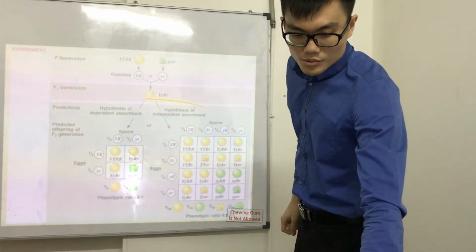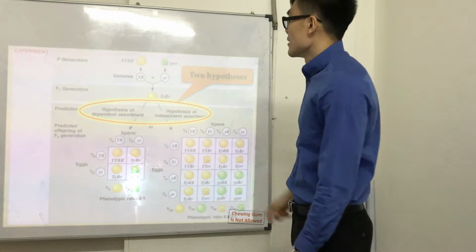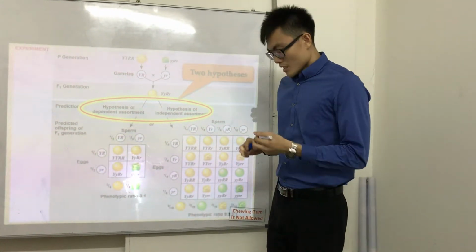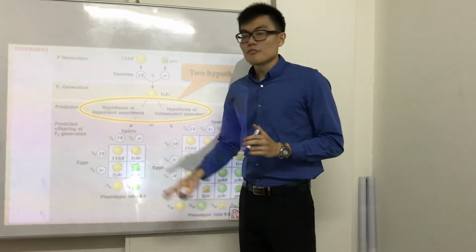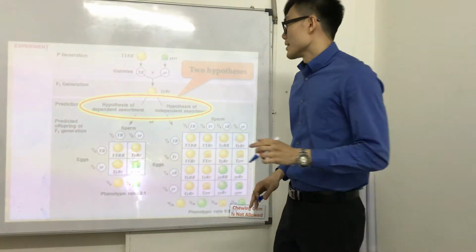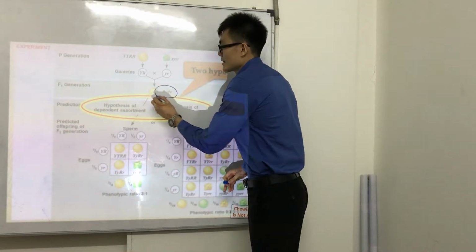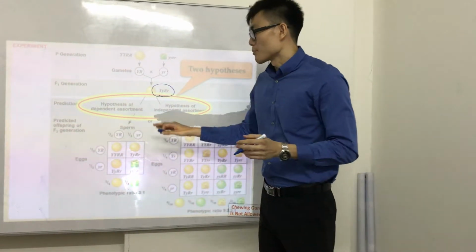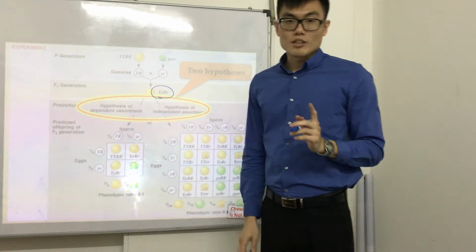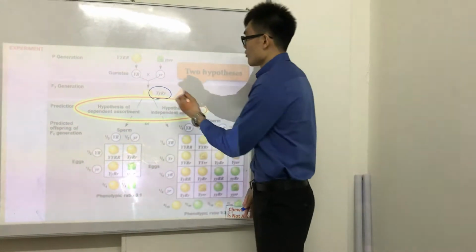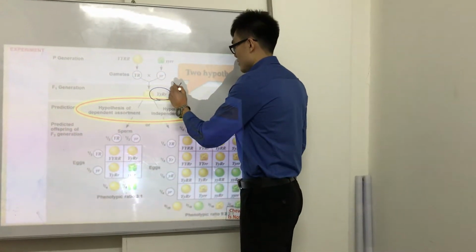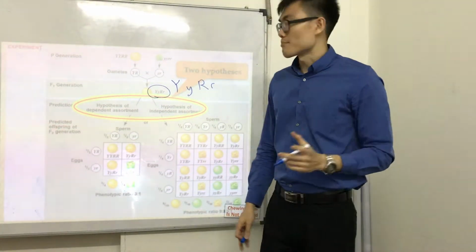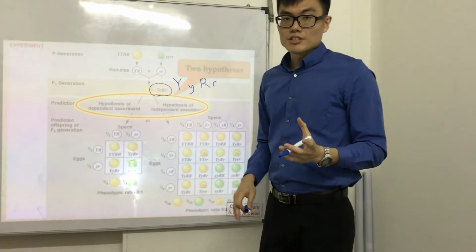So these are the 2 hypotheses that Mendel came up with. In the hypothesis of dependent assortment, the heterozygous individual in the F1 generation can produce only 2 types of gamete. Why? Well, these are the types of alleles present in the F1 generation.